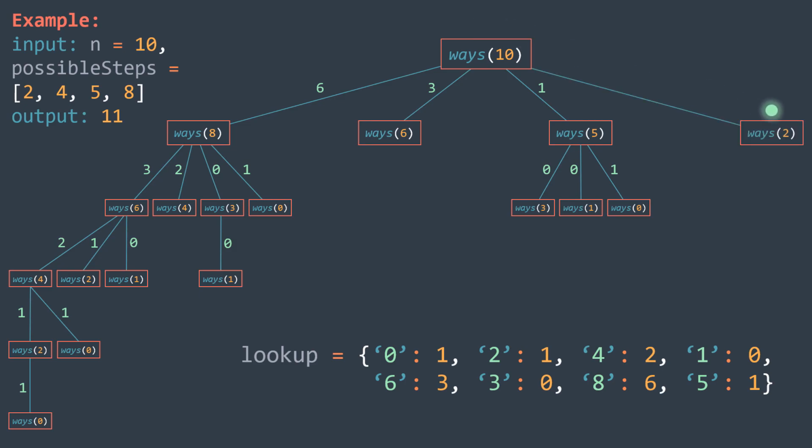10 minus 8 is 2, and we have 2 in the lookup map. We know that we have one way to reach 2, so we return 1. 6 plus 3 plus 1 plus 1 is 11, and we got our output. We got that we have 11 ways to reach step 10 when the possible jumps are 2, 4, 5, and 8.